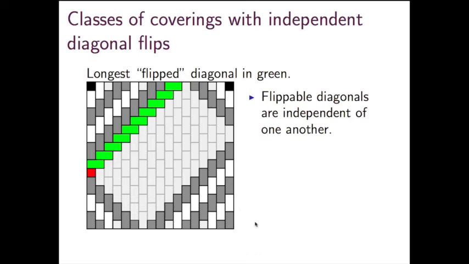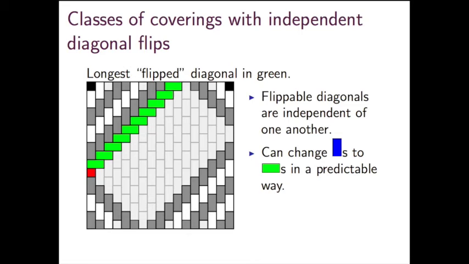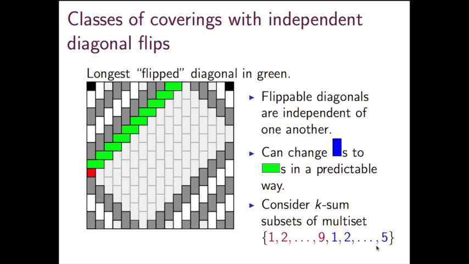So now we can change vertical dominoes to horizontal dominoes in a predictable way. And we can count those by considering k-sum subsets, in this case of the multisets 1 to 9 and 1 to 5. The reason for that is that if you look at the diagonals in each corner, here's one with length 1, 2, 3, 4, 5, so that's the 1 to 5 set, and then in the other corners is the 1 to 9 set. Each time, flipping one of these diagonals is equivalent to choosing one of these numbers. So if I want to find a covering here with k additional horizontal dominoes, I can do that by choosing a subset of this set whose elements add to k.